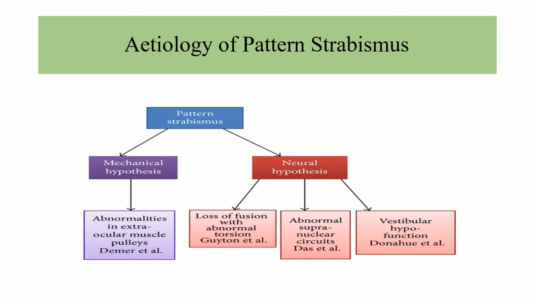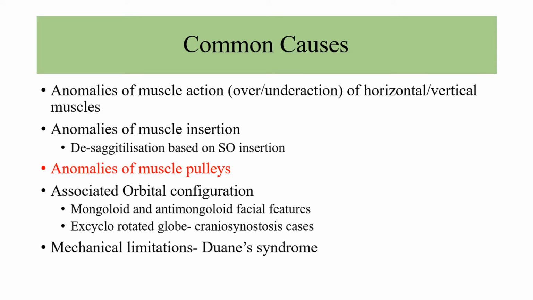Coming to the etiology of this pattern strabismus, we know there is a mechanical hypothesis and a neural hypothesis, and a lot about the extraocular muscle pulleys by Demer has been talked about. What I am going to stress here are 2 things: abnormalities of the muscle insertion, talking about the sagittalization and desagittalization based on the superior oblique insertion, and anomalies of the muscle pulleys. When you have a pattern with an orbital configuration, it's very important. You have to be very careful, because they are complicated cases of different pattern deviations.